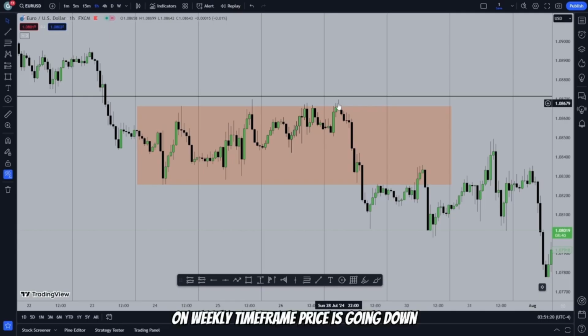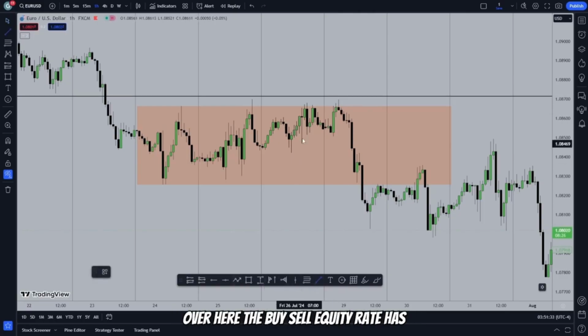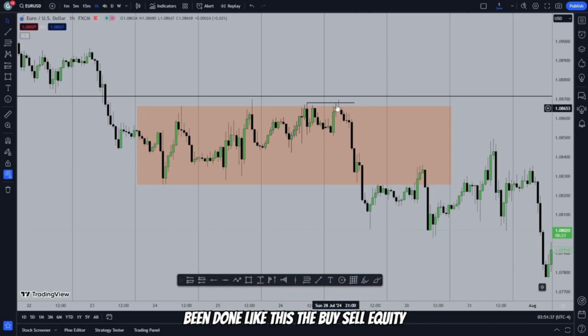Because why? Because on the weekly time frame price is going down. Okay, so if on the weekly time frame price is going down, why are you going to take buys? Okay, so you will look for the buy side liquidity raid. So over here the buy side liquidity raid has been done like this. The buy side liquidity is taken over here.